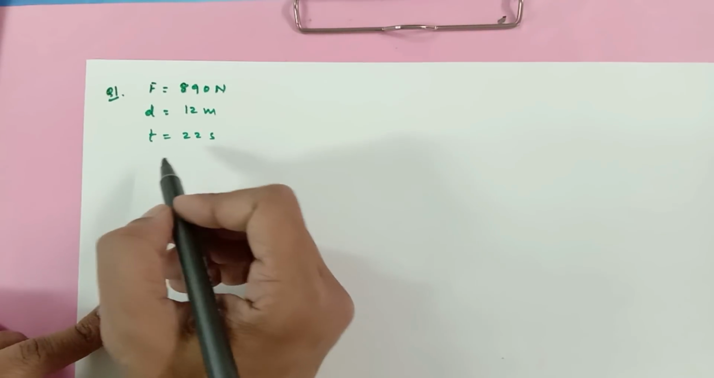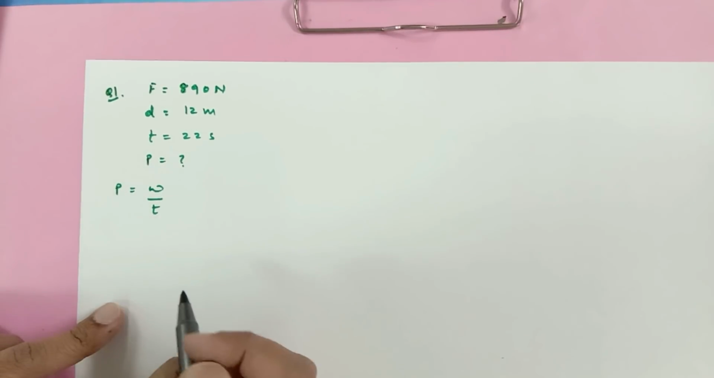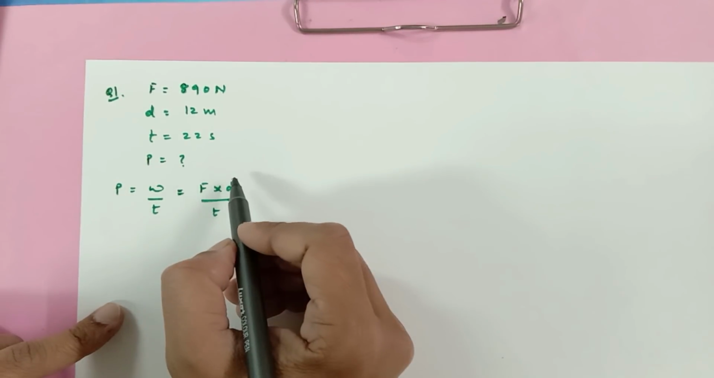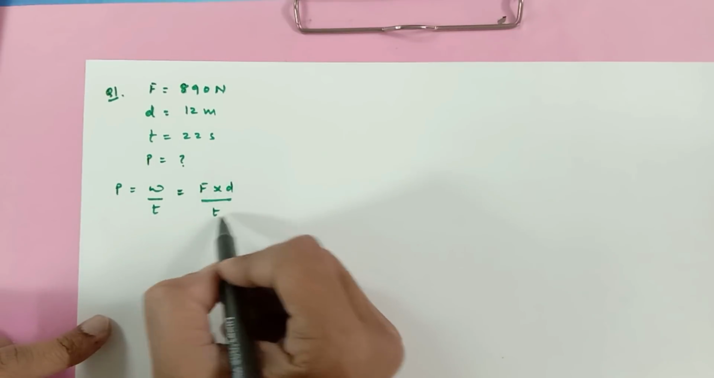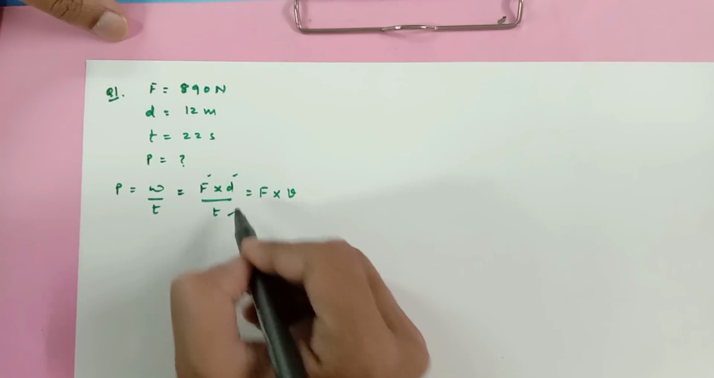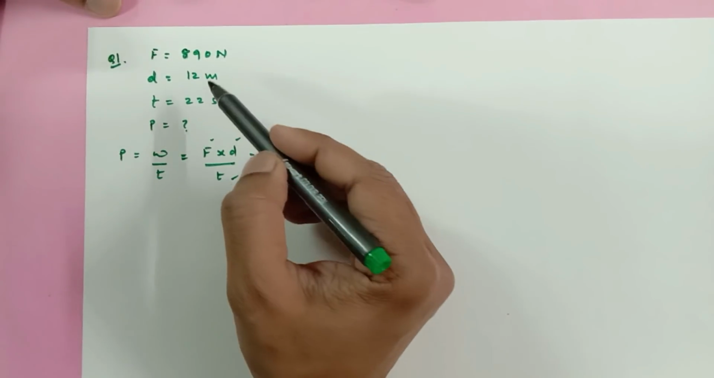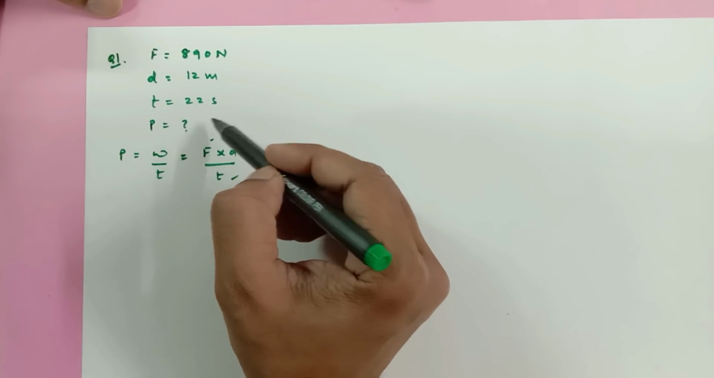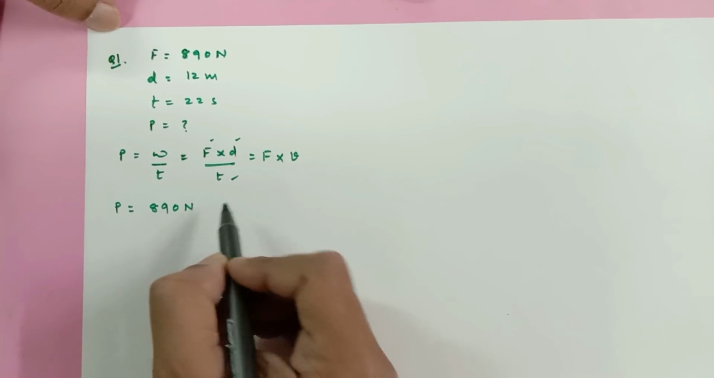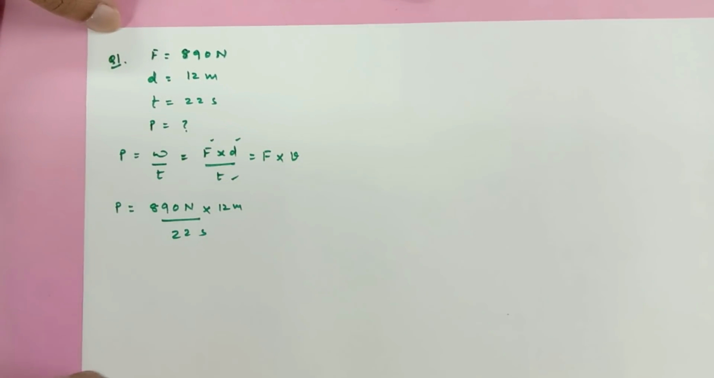We are supposed to find out power. So we know that power is equal to work done upon time taken. Work is equal to force multiplied by displacement upon time. And this formula can also be reduced to force multiplied by distance upon time. But we are given force, distance and time, and I'm going to plug it in this equation, but I'll make sure that everything is in SI unit. So it is in SI unit, D is in SI unit, T is in SI unit, and so power is equal to 890 Newton multiplied by 12 meter upon 22 seconds.